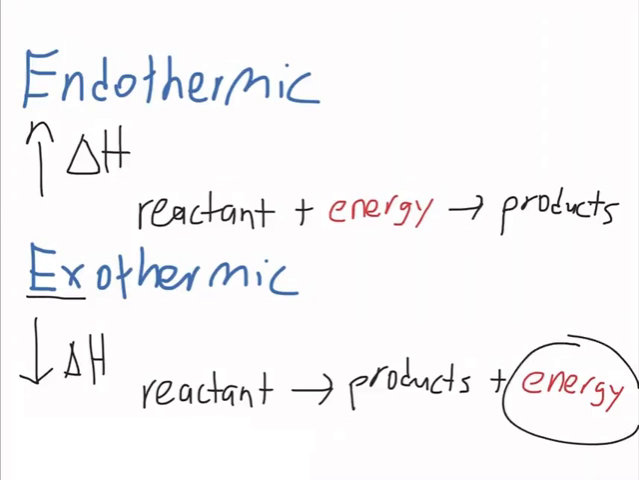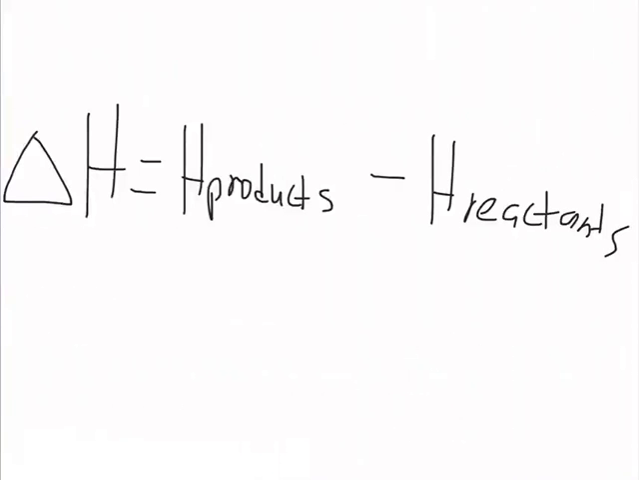So moving on, how do we calculate the change in enthalpy during a reaction? Well, this triangle is delta. Remember, it means a change. So the change in enthalpy is the enthalpy in the products versus the amount of enthalpy in the reactants.